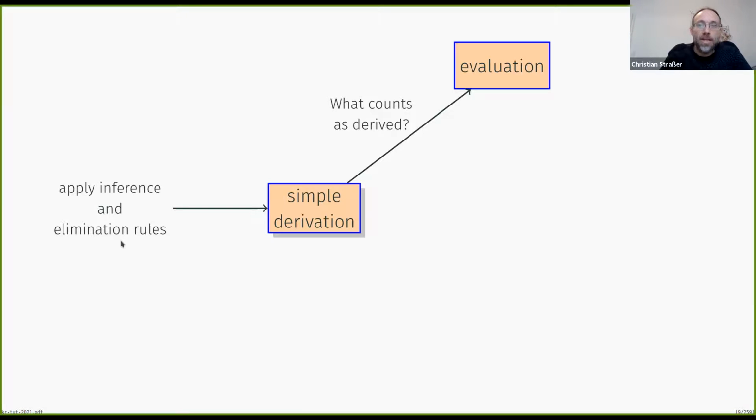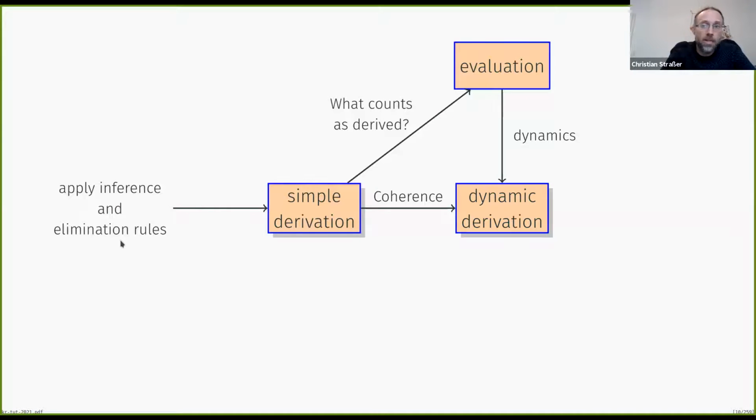And for this, we will define an evaluation procedure, which for each state of the proof outputs what at this stage of the proof should be considered as acceptable and what should be considered as eliminated. And this will lead to a certain dynamics, because as the proof proceeds, certain sequents may be acceptable at one stage and later on not, and vice versa. So this leads to a different notion of derivation, which we call the dynamic derivation.